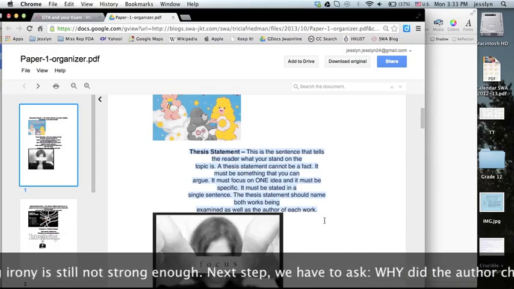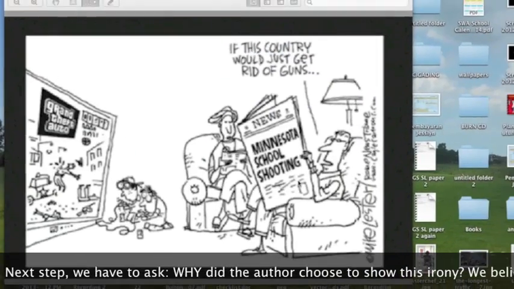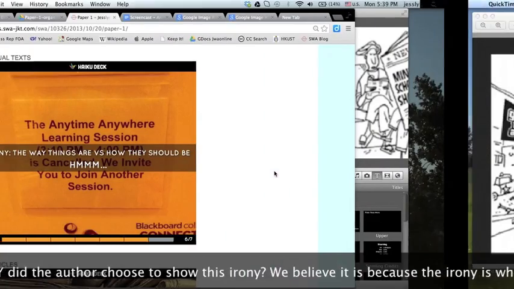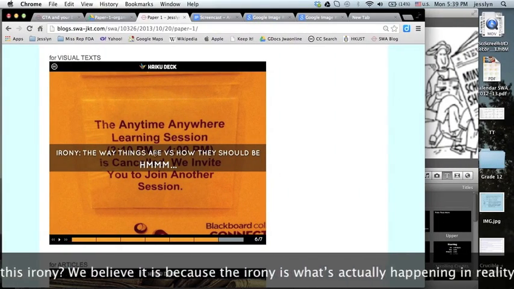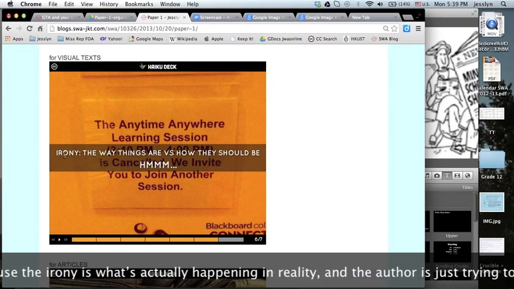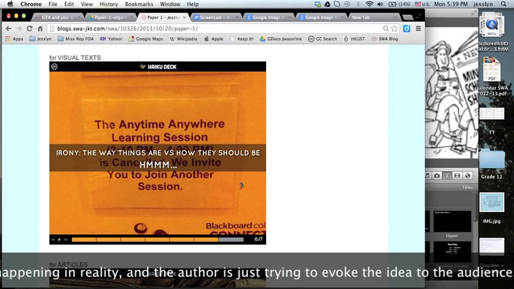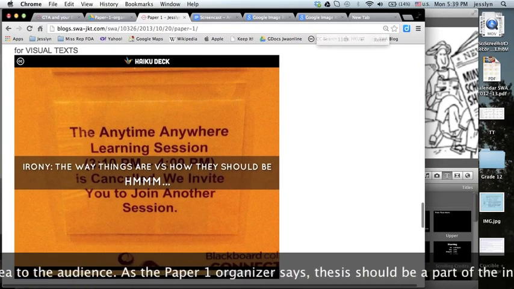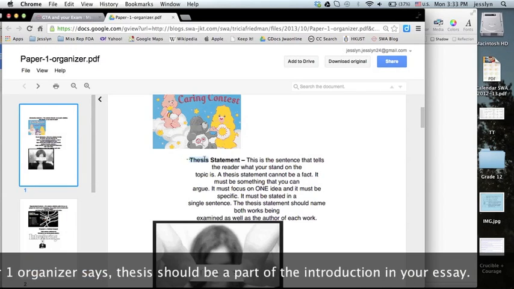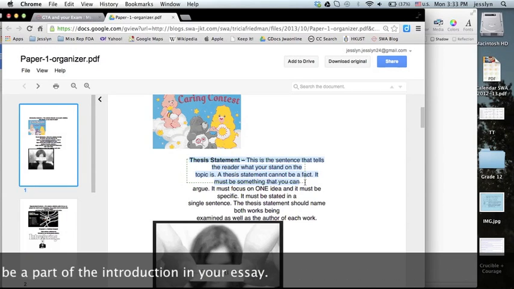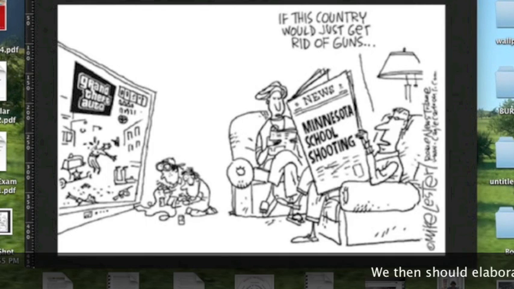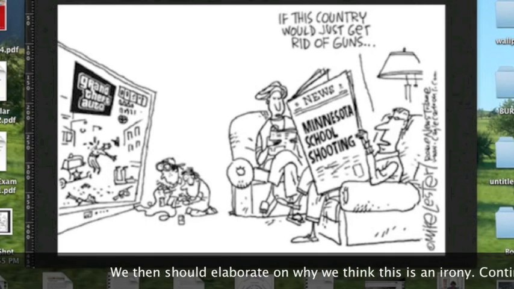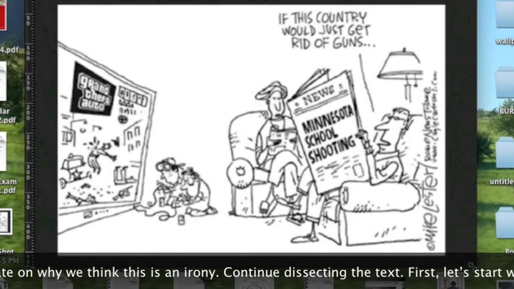However, stating irony is still not strong enough. Next up, we have to ask, why did the author choose to show this irony? We believe it is because the irony is what is actually happening in reality, and the author is trying to evoke the idea to the audience. As the paper 1 organizer says, thesis should be a part of the introduction in your essay. We then should elaborate on why we think this is an irony.